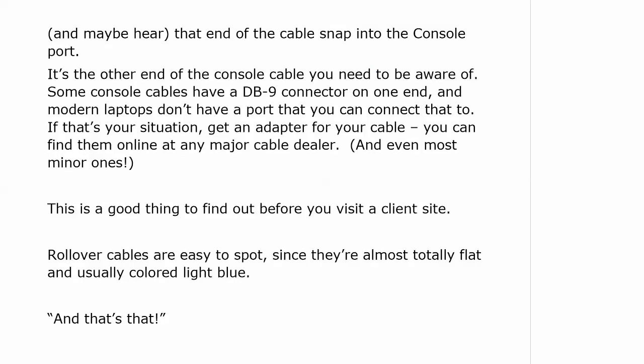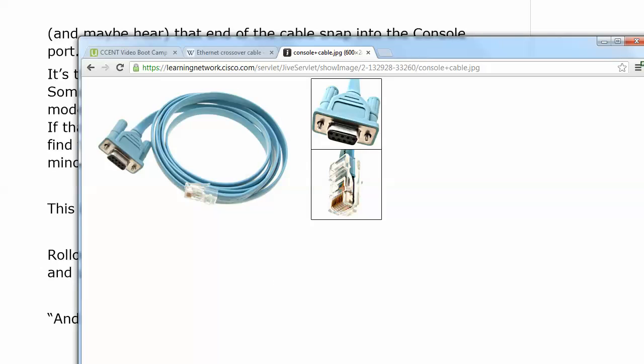Now, it's the other end of the console cable you need to be aware of. And let me bring up an image from Cisco's learning site. And this is the end you have to worry about because this is what it looks like. And if you've seen, and you probably have, of course, a straight through cable or a crossover cable, that's just a nice little round cable with 2 RJ45 connectors, one at each end. Well, this cable is flat. You can see it from here.